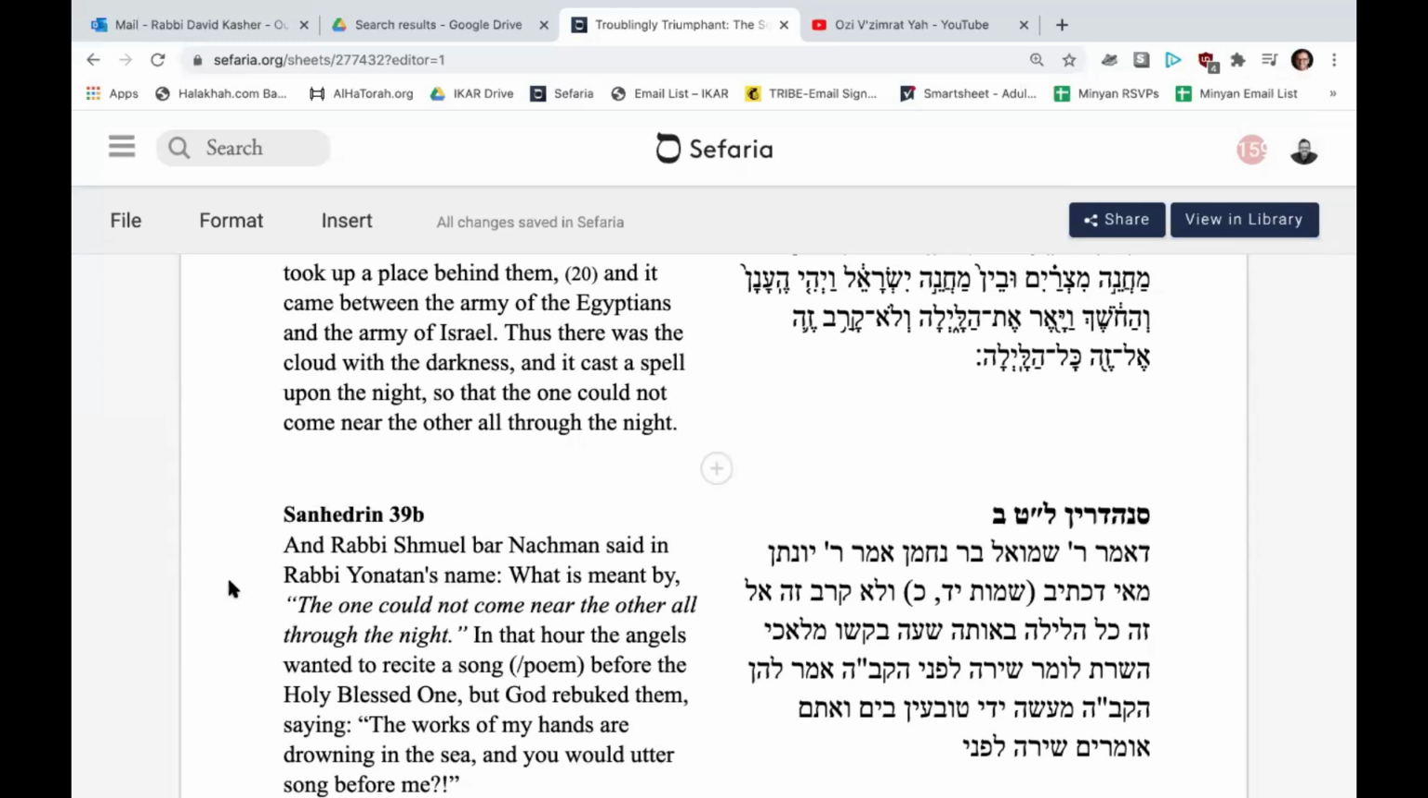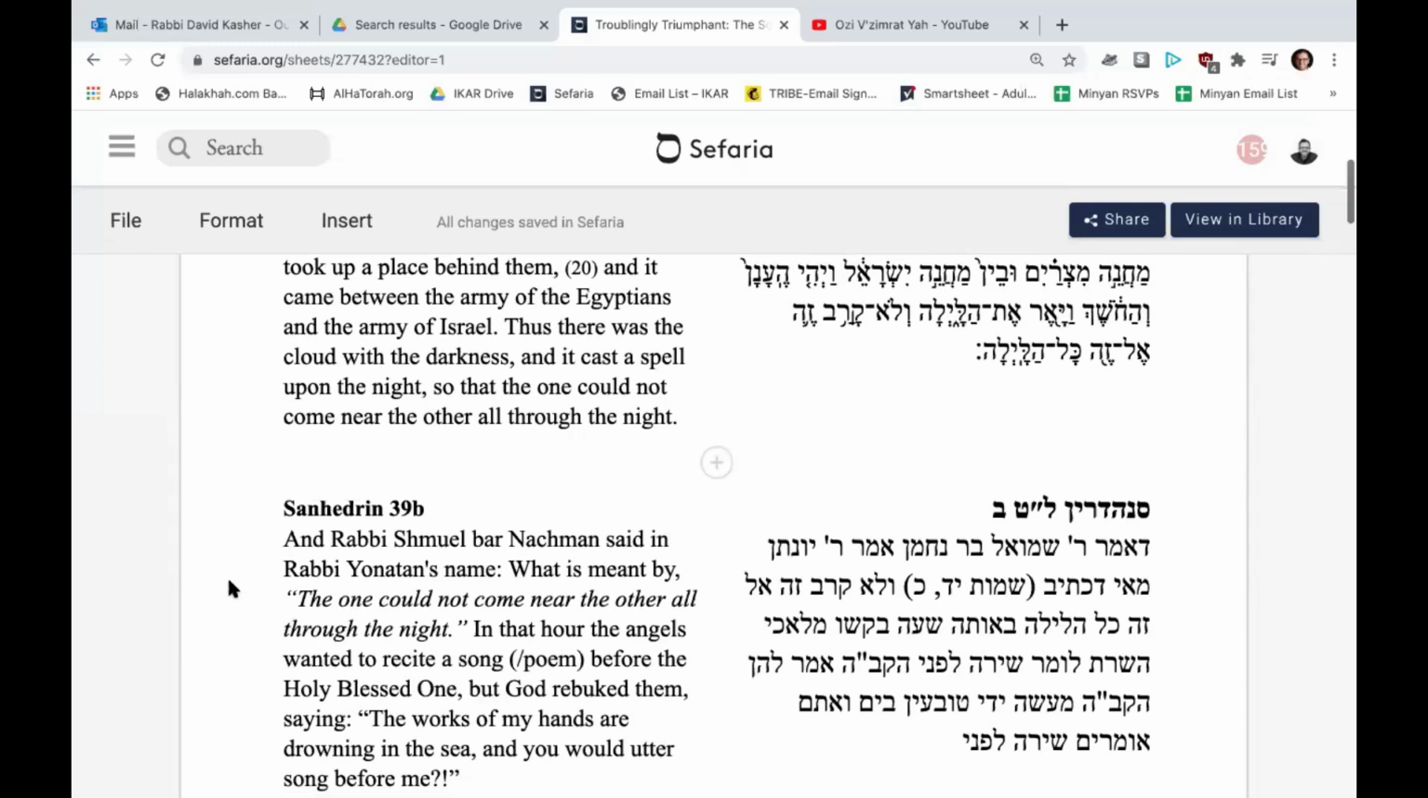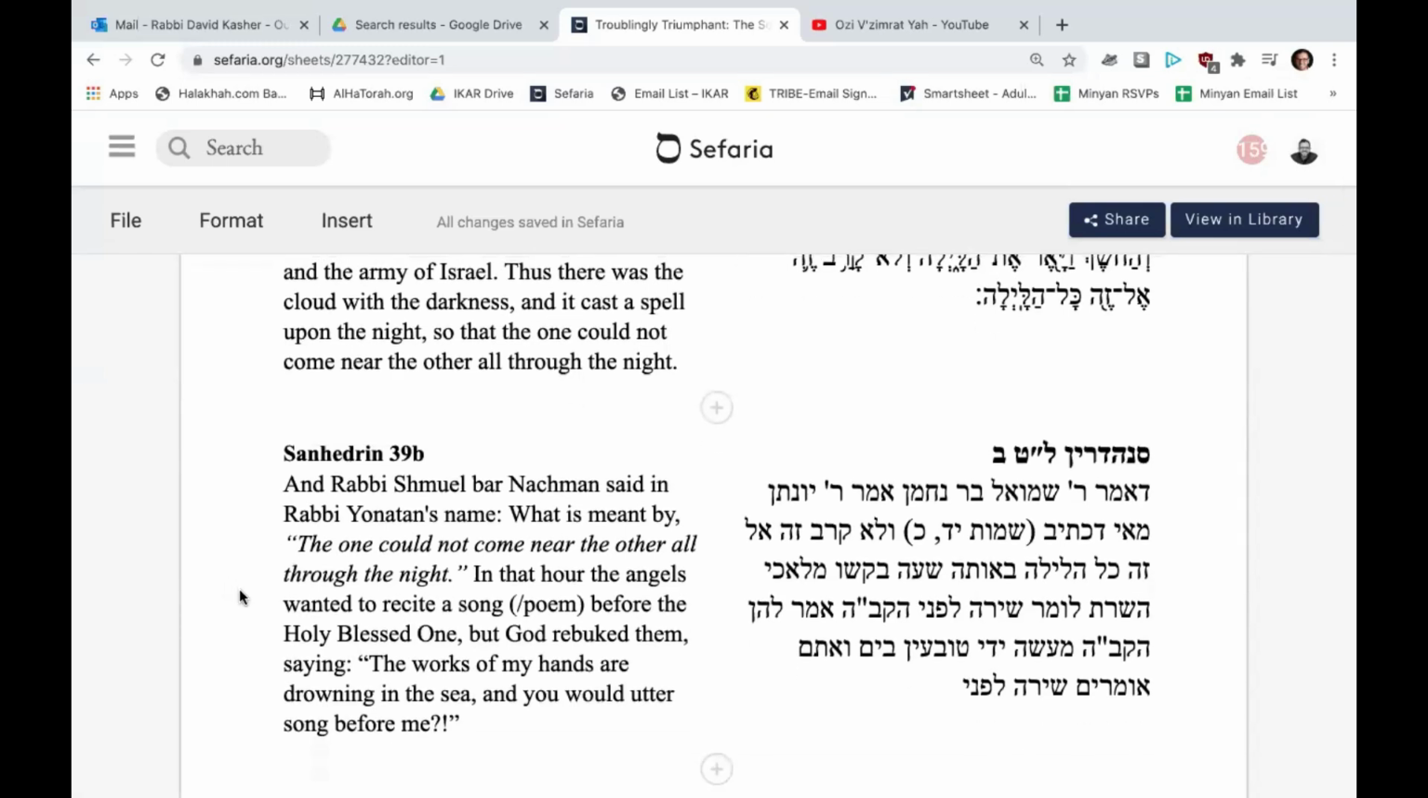Rabbi Shmuel Bar Nachman said in Rabbi Yonatan's name, what is meant by "the one could not come near the other all night"? Well, we know what that means, but they're saying, we don't know what it means. So what exactly does that mean?